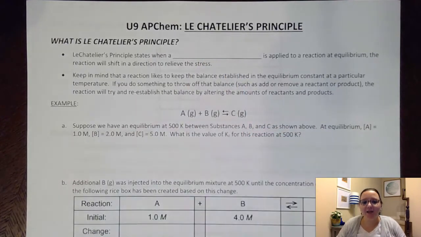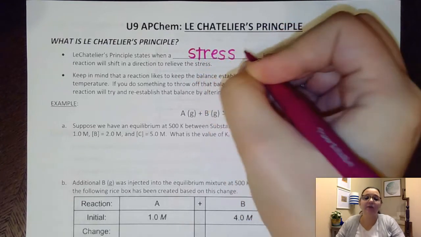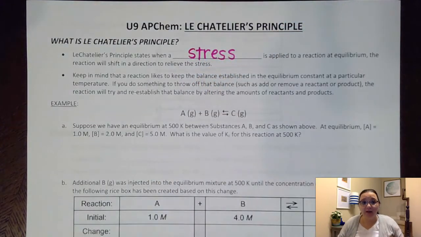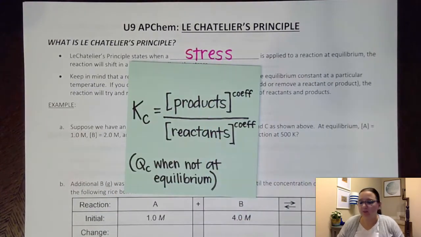Chatelier's principle. Le Chatelier's principle is all about applying a stress to an equilibrium system. Now, as a reminder about equilibrium, equilibrium is when the rate of the forward reaction equals the rate of the reverse reaction. However, at equilibrium, your amounts of reactants and products don't have to be equal. In fact, they end up being this lovely ratio right here, our equilibrium expression. Our Kc is what we can use to express what that ratio of reactants to products would be at equilibrium.